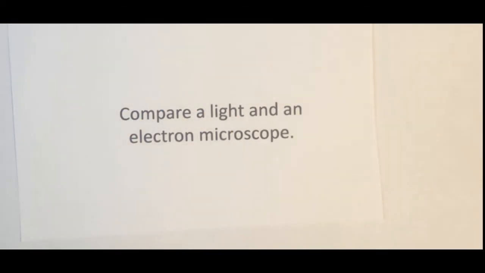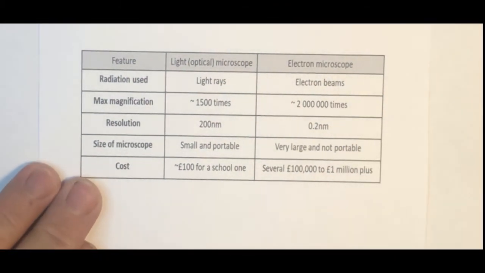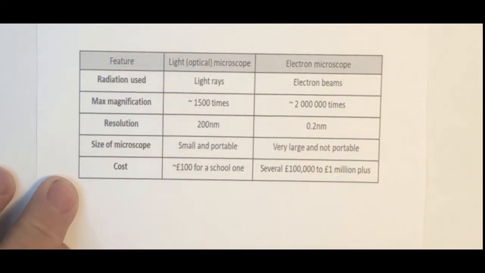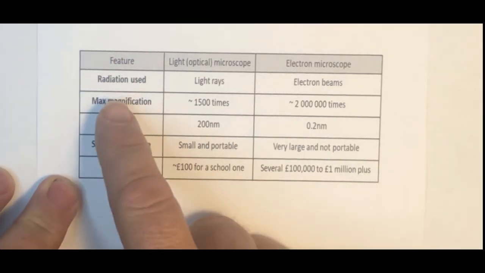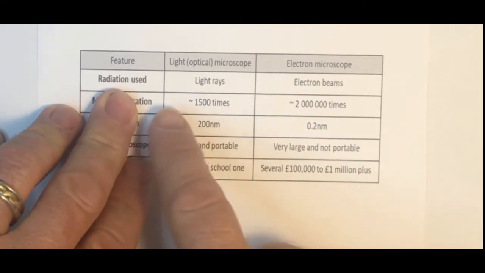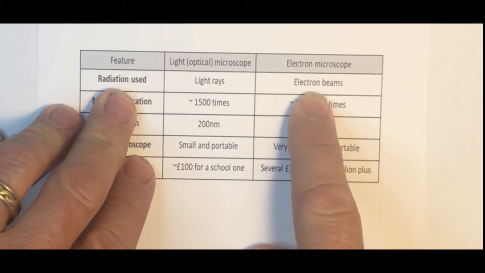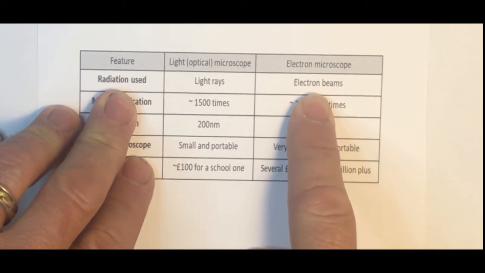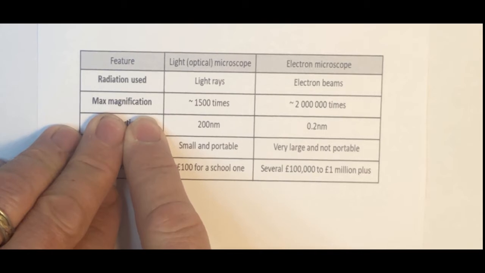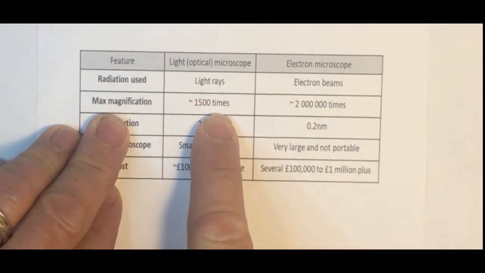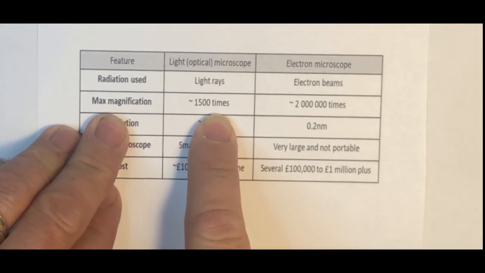Now, comparing a light and electron microscope. What you need to do is remember these different features down the side here to get the best possible answer. So, the radiation used. In a light microscope, it's obviously light rays. In an electron microscope, it uses a tiny, tiny beam of electrons. The maximum magnification is about 1,500 times.